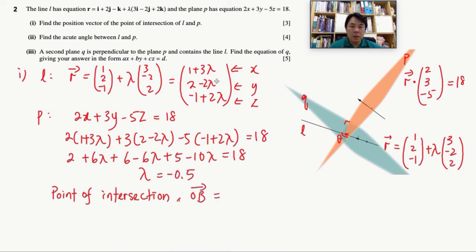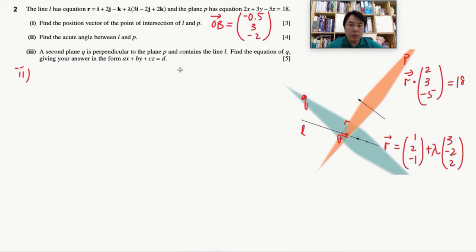Now that will be negative 1.5, negative 0.5. And then the second one is a 1, with a 3. And then the last one is negative 1, negative 2. Now that will be the point of intersection between the line and the plane P. I hope that is clear. We're going to move on to the next.